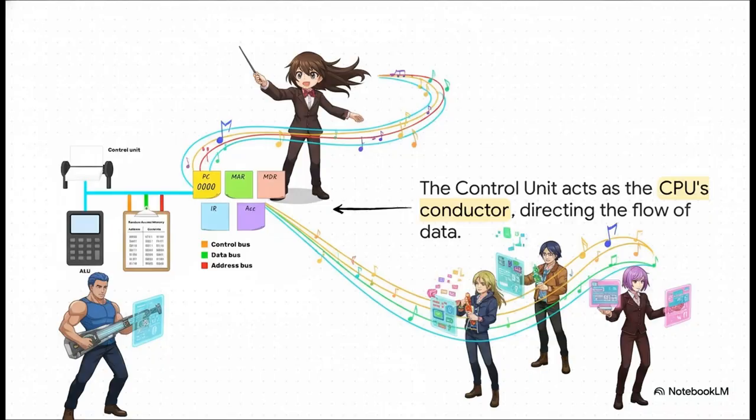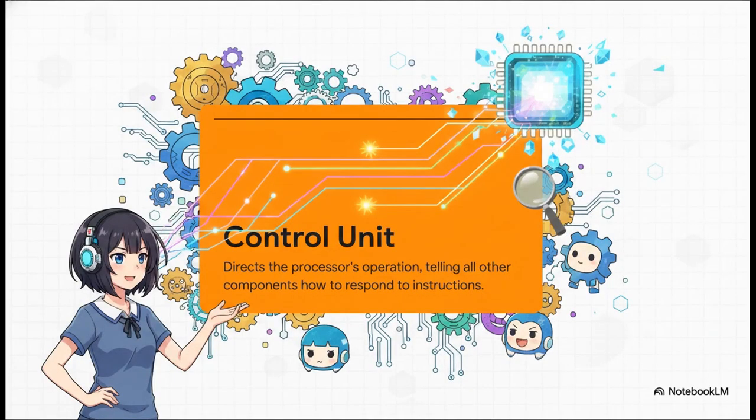at the perfect moment. And here's the more textbook definition. It's the part of the CPU that directs the whole operation. It takes the program's instructions and basically translates them into signals that tell the memory, the math unit, and everything else what to do. It is, without a doubt, the ultimate middle manager of the CPU.